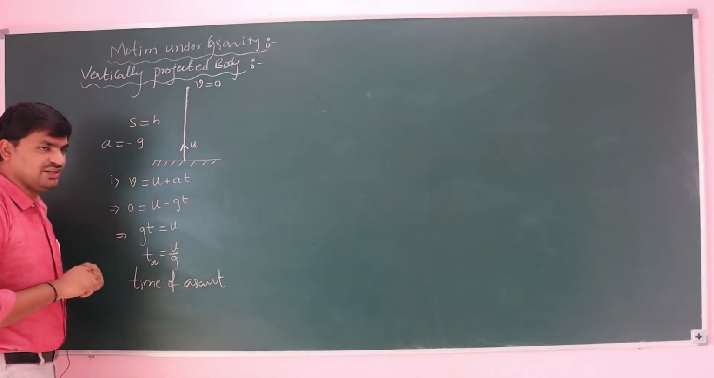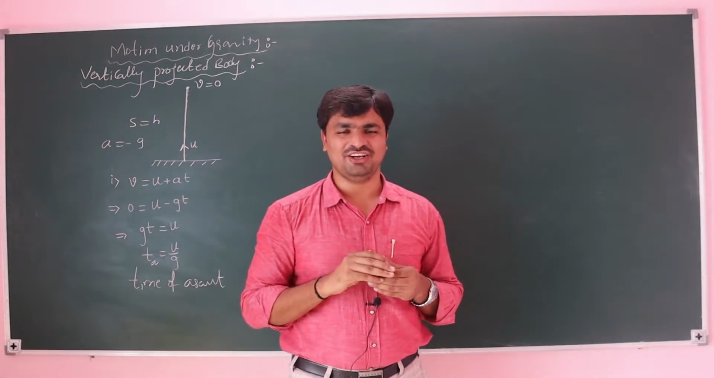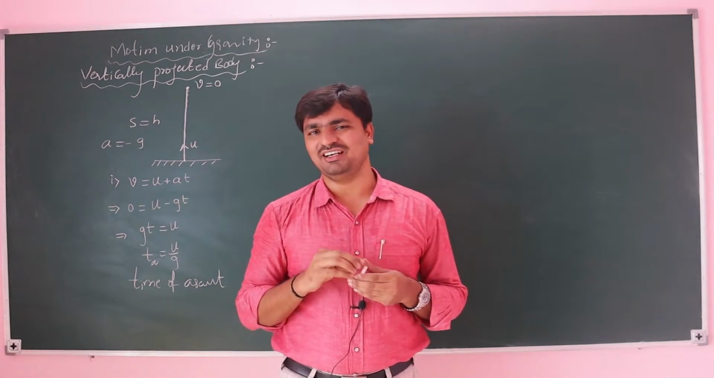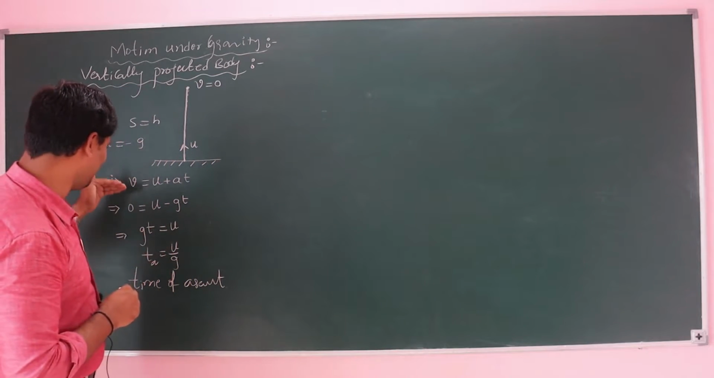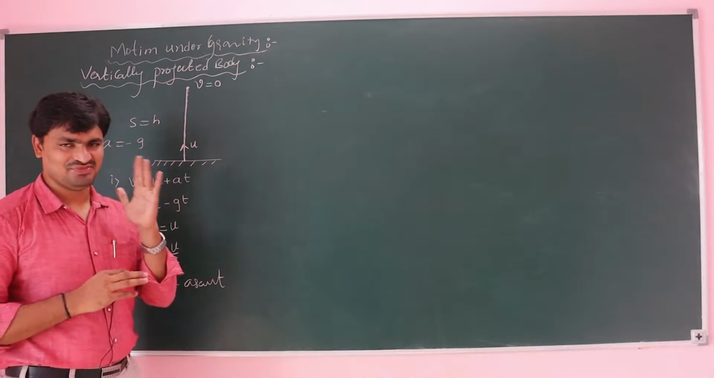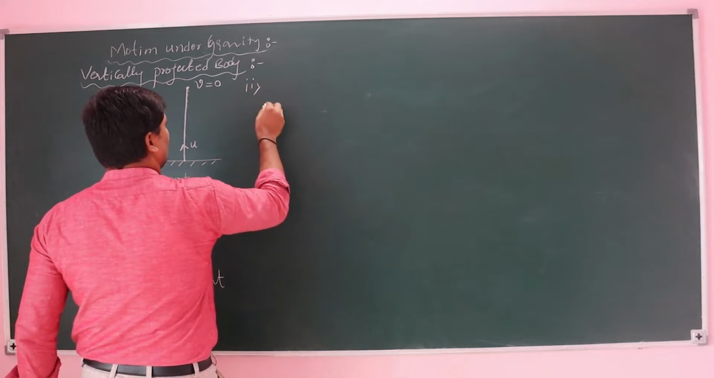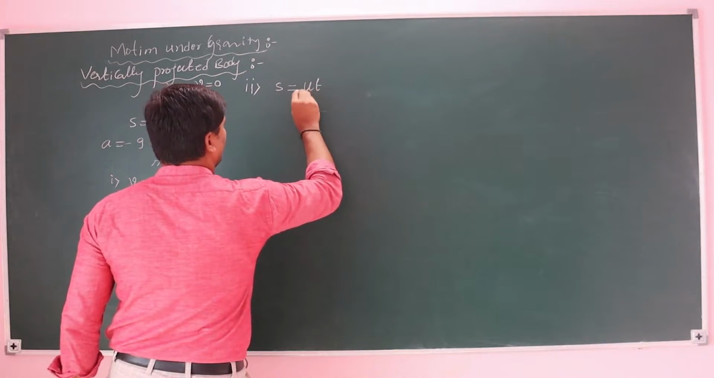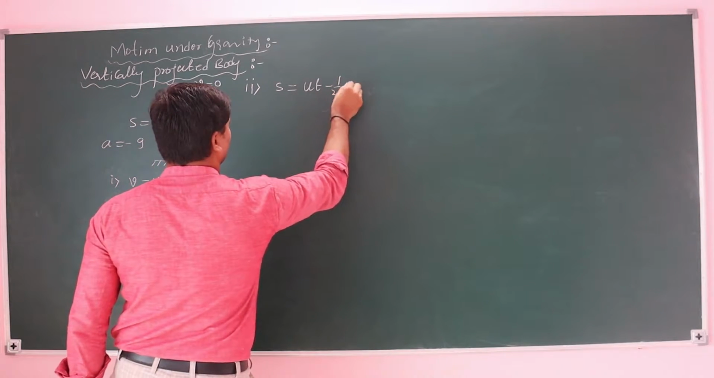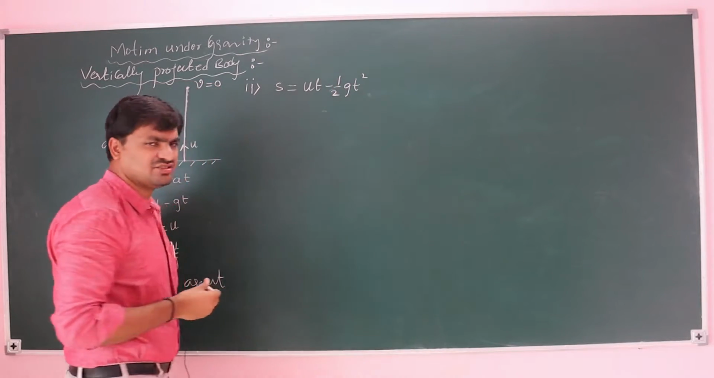Time of ascent: the time taken by the body to reach the highest point. At that point the final velocity is 0. This is the first equation of motion. Let's move to the second equation of motion. s is equal to ut minus half gt square.